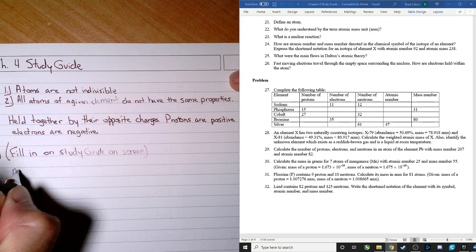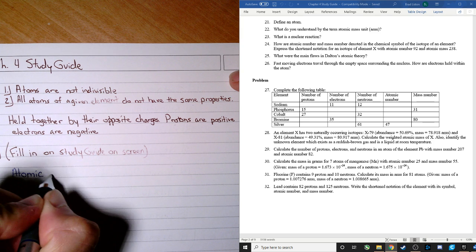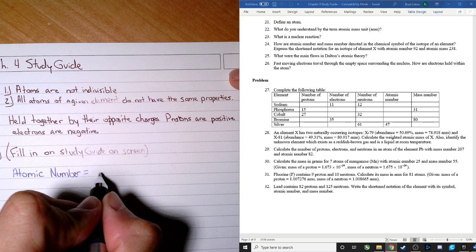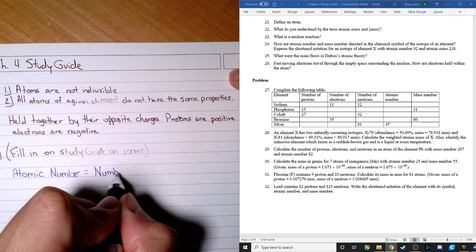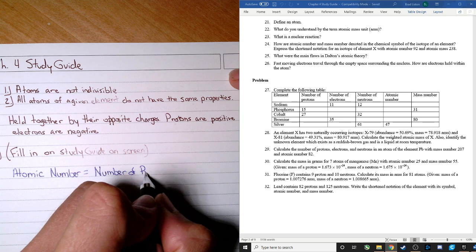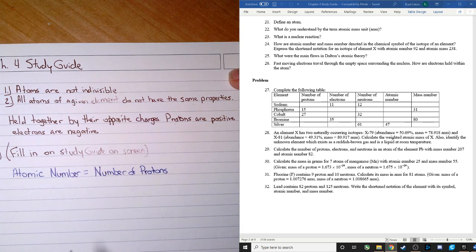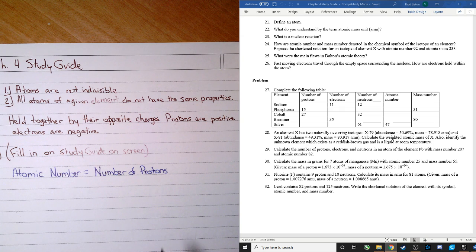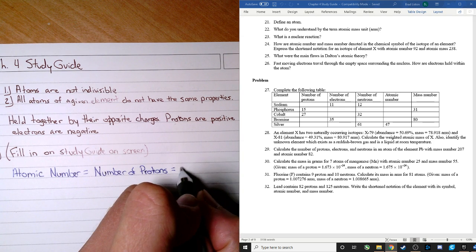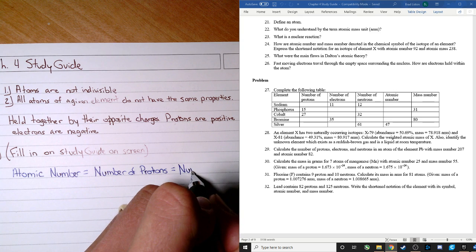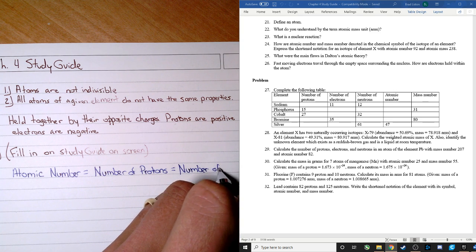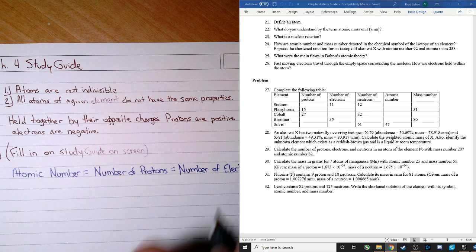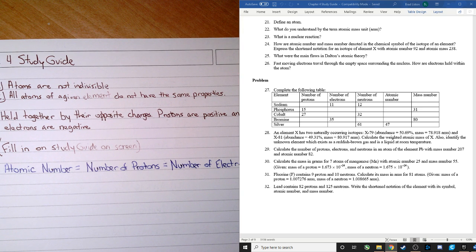So when we're given atomic number, that is equal to the number of protons. In fact, that is the number of protons. That's the atomic number. And then the number of protons is equal to the number of electrons. All right. So we have that fact.